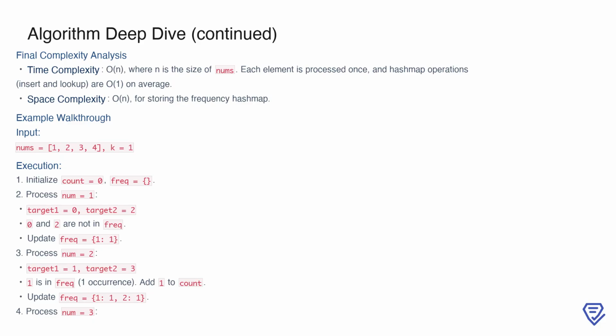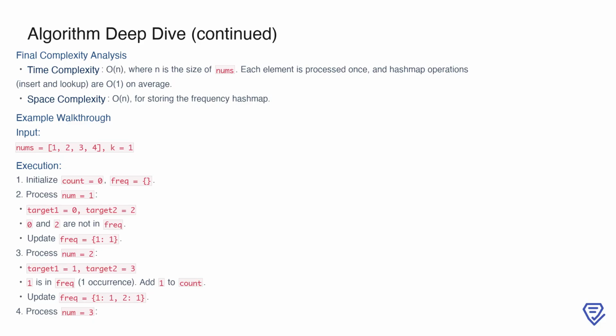The space complexity is also O(n), as we store the frequency of each unique element in the hash map. To better understand how the algorithm works, consider an example where nums is [1, 2, 3, 4] and k is 1. We start with count set to 0 and an empty hash map.